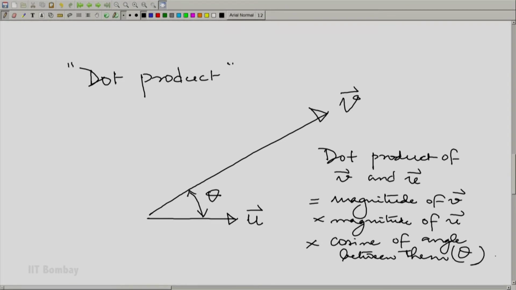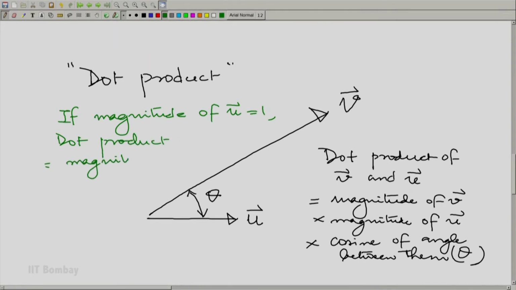Now, of course, if u is a unit vector, if the magnitude of u is 1, then the dot product is simply the magnitude of V multiplied by the cosine of the angle between them, cos theta. So, essentially you see that what a dot product does is to give you the length of the perpendicular component in the direction of the vector u here. If u is a unit vector, then of course it just gives you the component itself. If u is not a unit vector, then you need to divide by the magnitude of u to get that component.